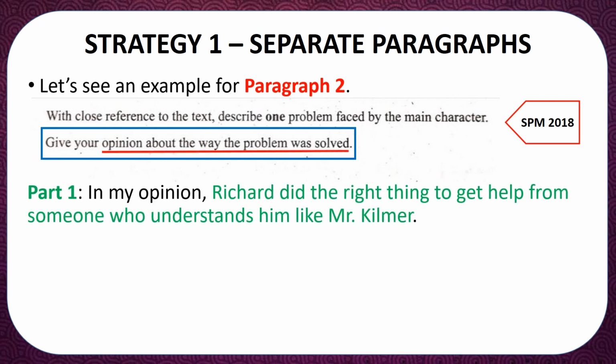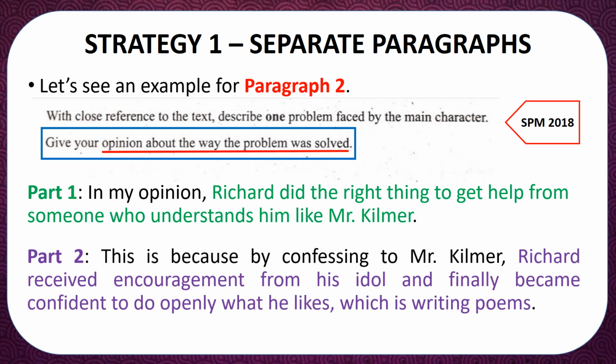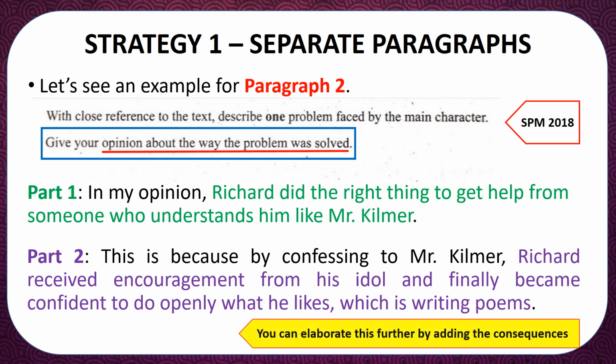Okay. Part 1, in my opinion, Richard did the right thing to get help from someone who understands him like Mr. Kilmer. And then in part 2, you need to elaborate. This is because by confessing to Mr. Kilmer, Richard received encouragement from his idol and finally became confident to do openly what he likes, which is writing poems. So you elaborate. Is this enough? Well, you can elaborate this further by adding the consequences. That would sound better for your answer.